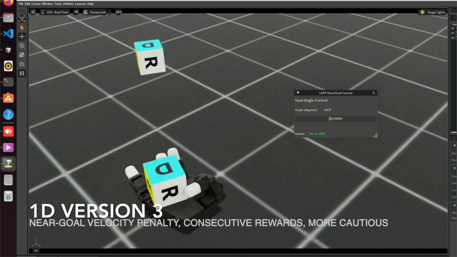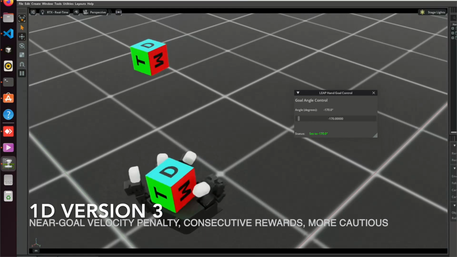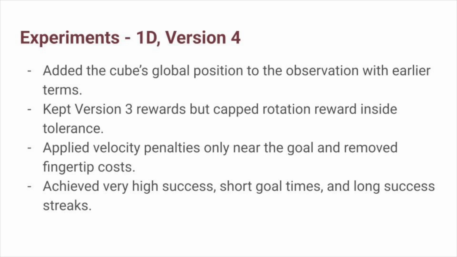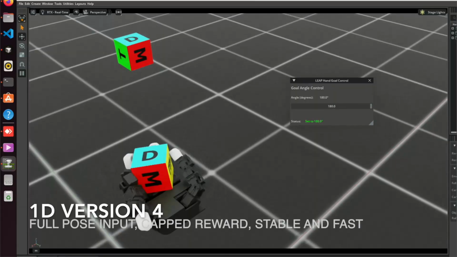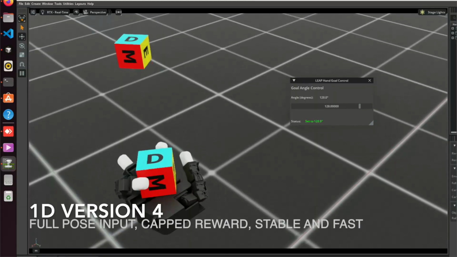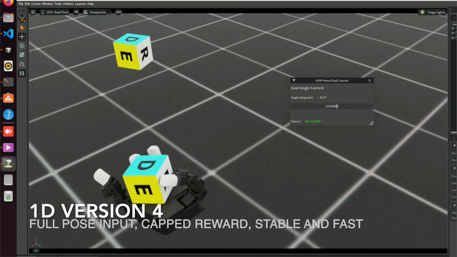We were saturating the performance possible without translational information. For our final one-dimensional policy, version 4, we conditioned on the cube's full global pose, not just orientation. Additionally, the fingertip distance penalty was removed, so fingers couldn't hamper the cube's mobility. We also capped success reward within a region of the goal angle for stability. This fourth and final policy was extremely fast, had a near-perfect success rate, would stop right at the goal, and keep the cube stable in its palm.